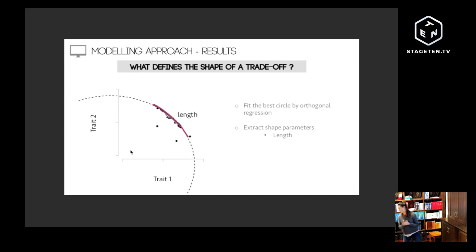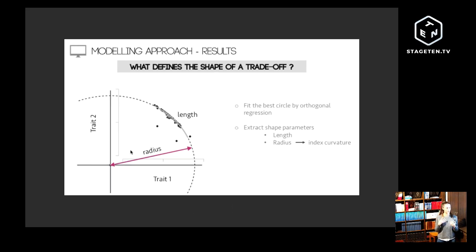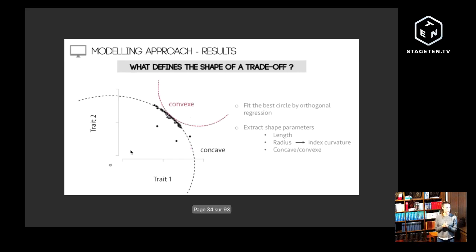We can also measure the radius of the circle, and depending on this radius, we can have information on the curvature of the trade-off. Because if the fitted circle is really, really small, then the trade-off is really curved. Otherwise, if it's a big circle, the trade-off is almost linear. And also, thanks to this method, we can fit many different shapes because the center of the fitted circle can be anywhere in the orthogonal plane. So we can obtain a convex trade-off or very different kinds of shapes.